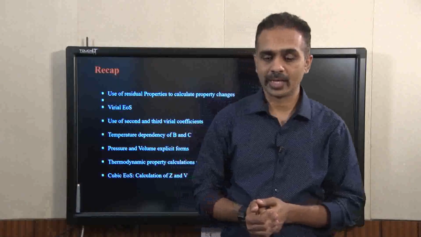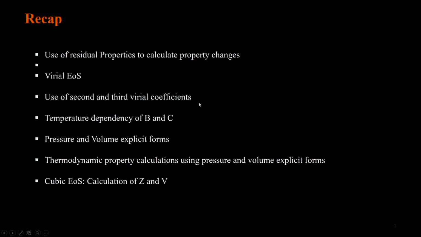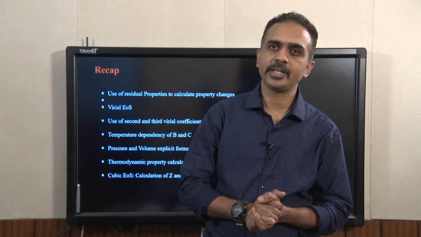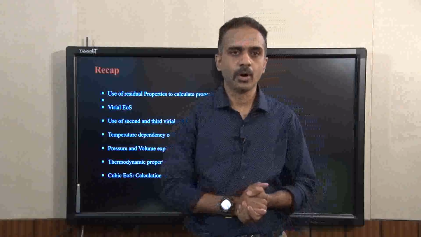One of them is going to be explicit in pressure. The other one is going to be explicit in volume. We've looked at both versions for calculation of residual properties. We've also looked at the temperature dependency of B and C, the second and third virial coefficients, and how that is introduced into these calculations. And finally, we have introduced the cubic equation of state, and using it, we have calculated the compressibility factor and the molar volume of a fluid.